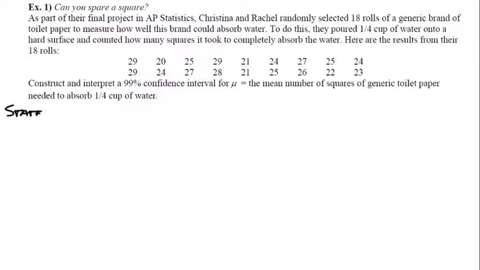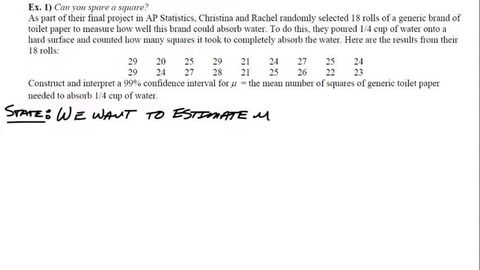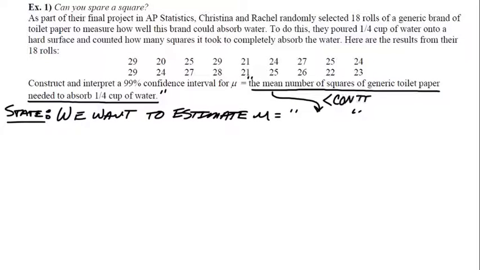So let's go ahead and start with the state step here. We want to estimate or build an interval for mu, which is the mean number of squares, so on and so forth. For now, we're just going to put quote marks and draw an arrow, but just so you know, this is the context piece that you'll need to get full credit on our test or the AP exam. And we want to estimate mu with 99% confidence.